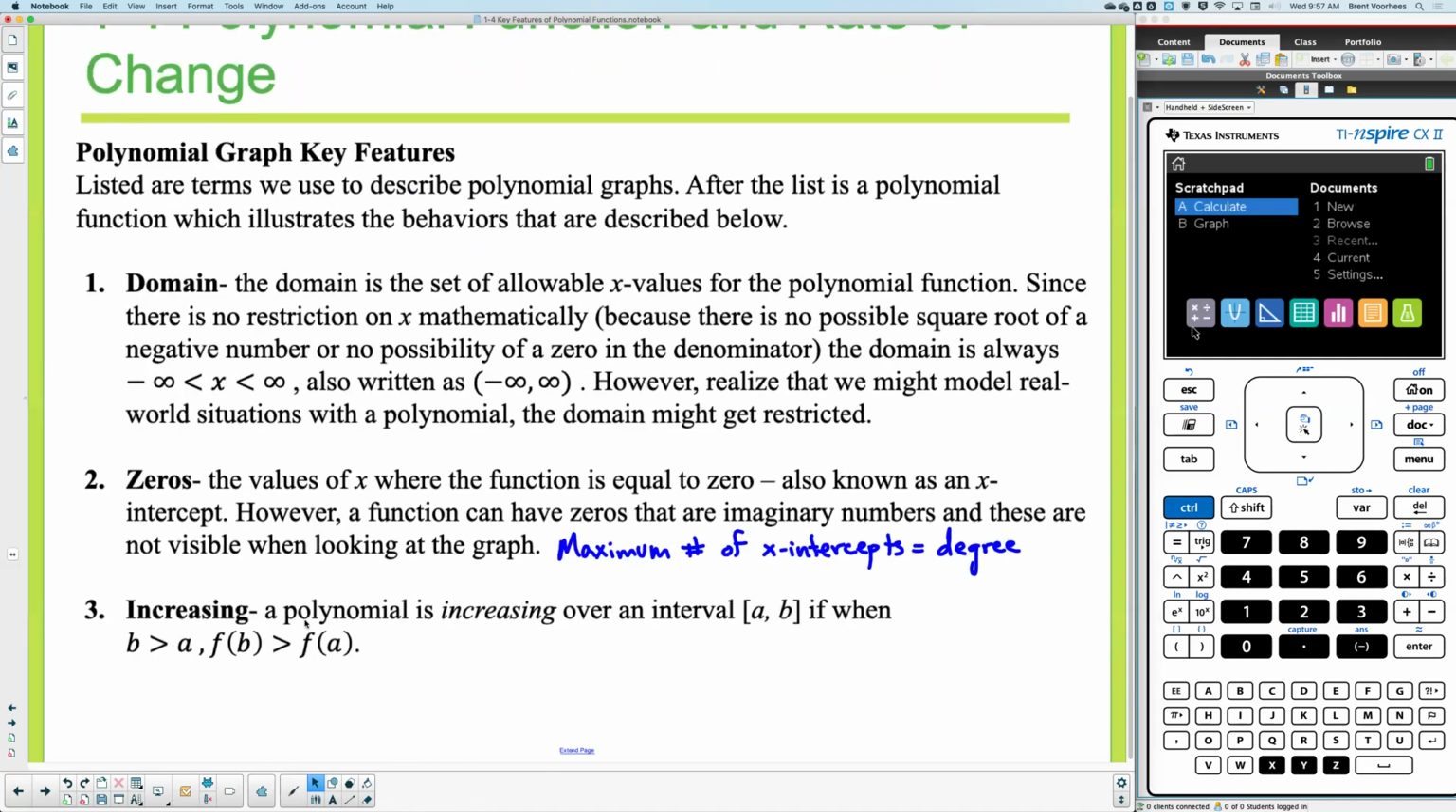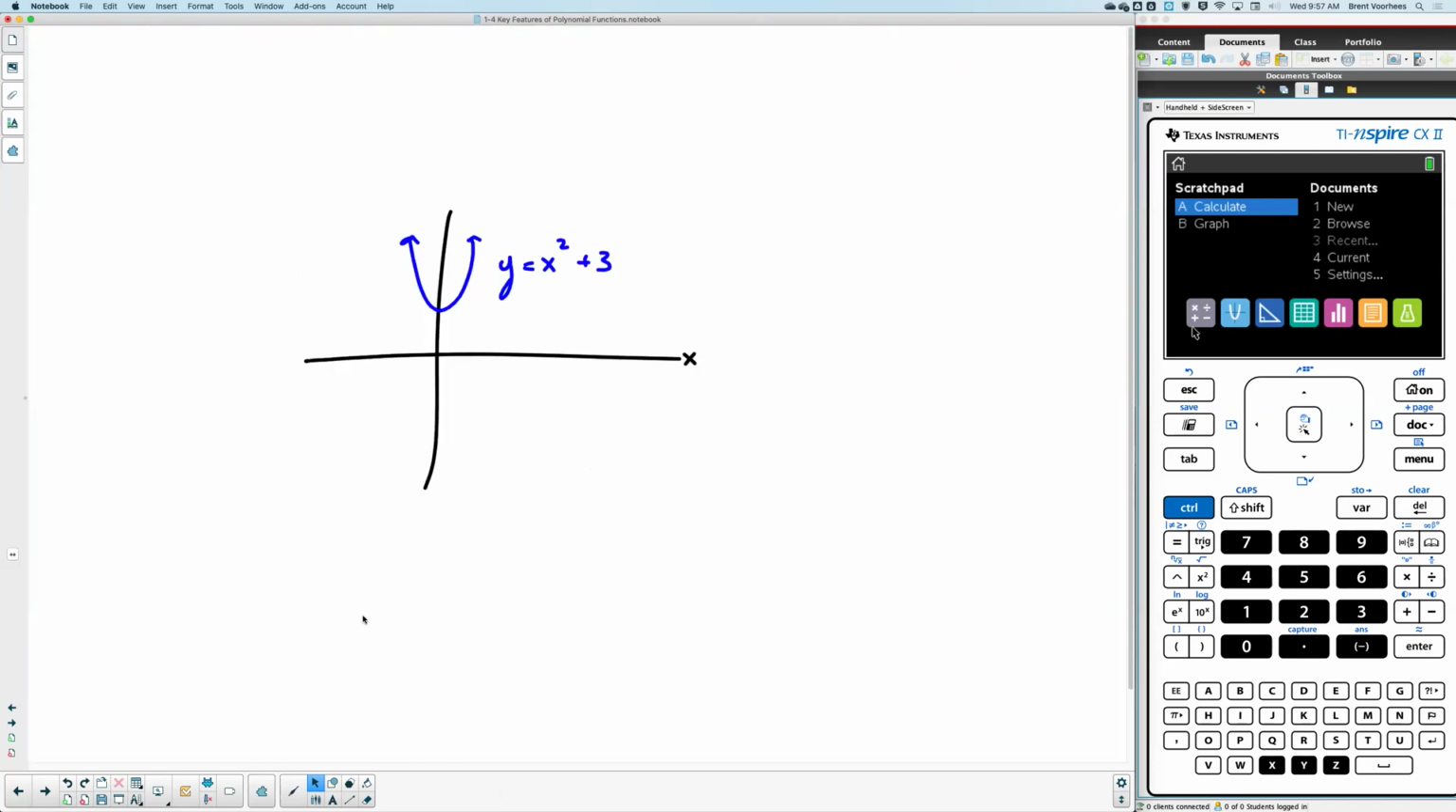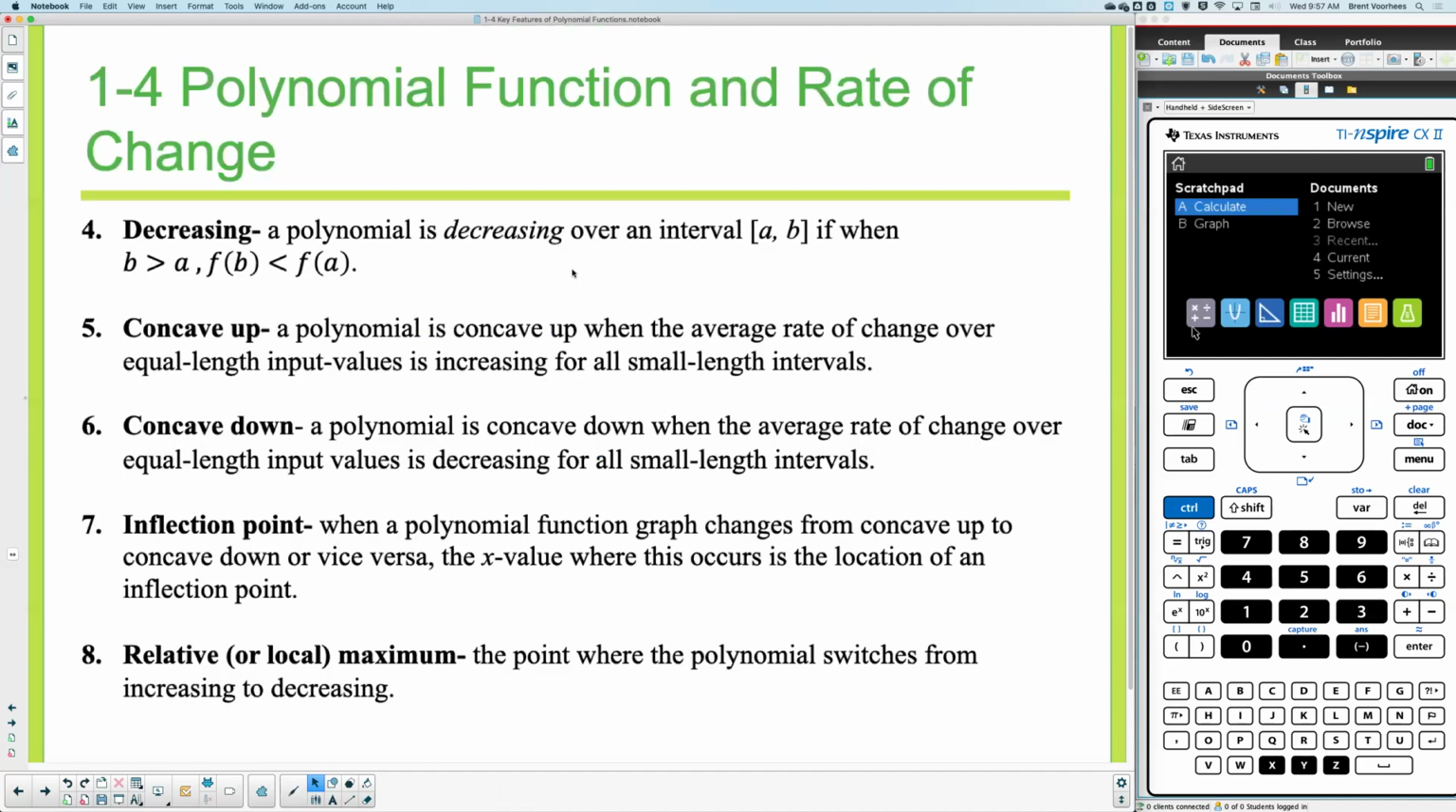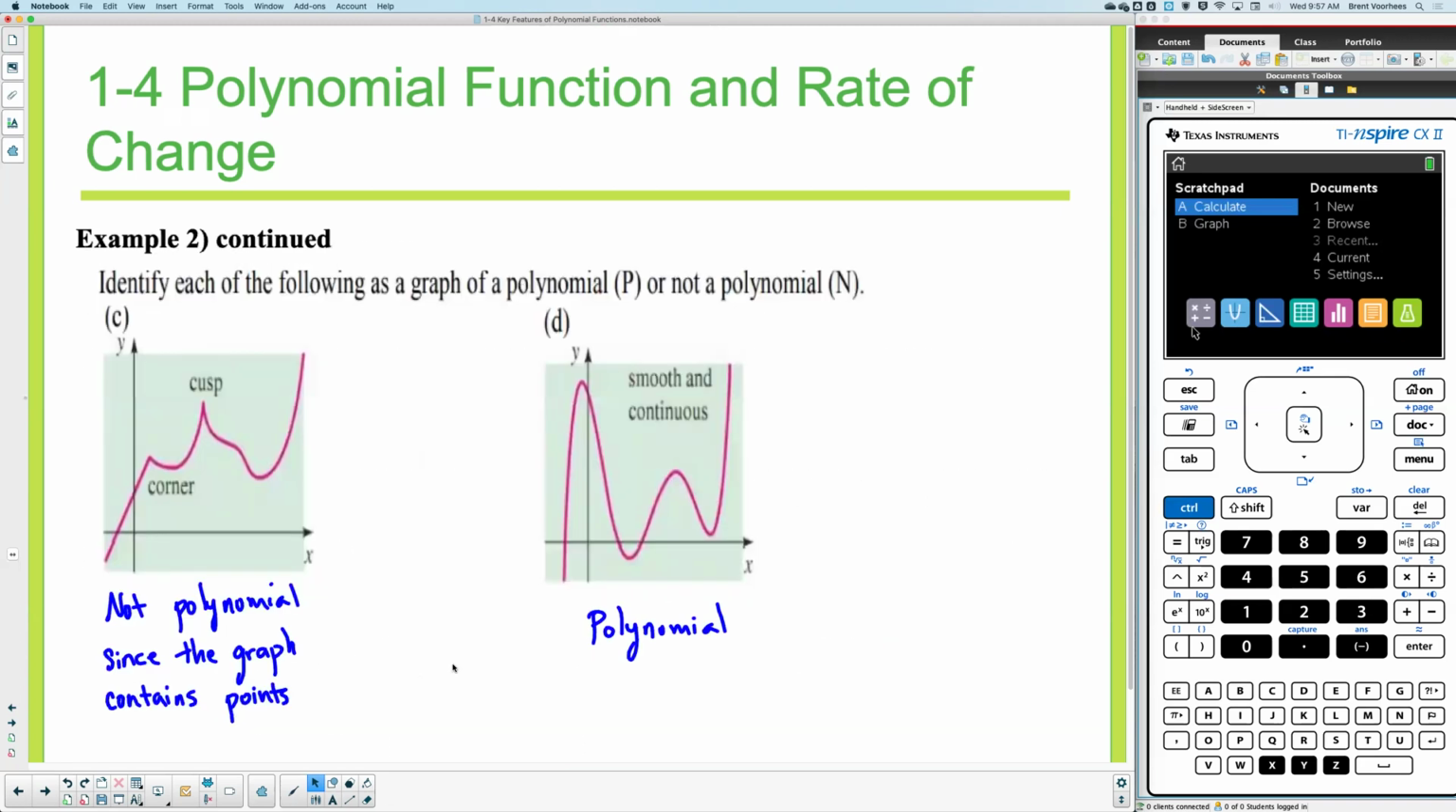Okay. We talked about if it's increasing, that means it goes up as it travels from left to right. Decreasing if it goes down from left to right, concave up, concave down. We just reviewed that a moment ago. Inflection point when it changes between concavities. Maximum and minimum are any of those points when you're concave up or concave down.